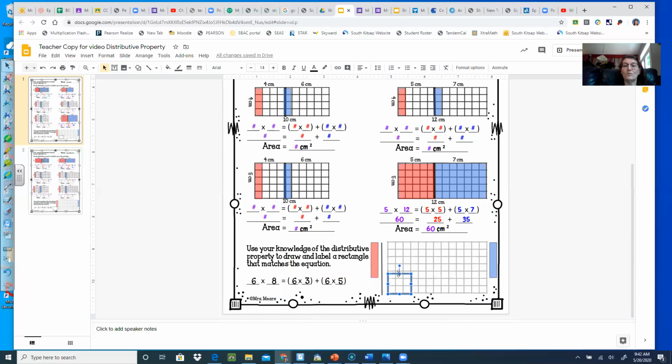I need 6 rows. Let me just double check. 1, 2, 3, 4, 5, 6. 6 rows. Right now I've got a 6 by 3. I need it to be a 6 by 8. So 3, 4, 5, 6, 7, 8. So I've got a 6 by 8. I need to cut it into a 6 by 3 and a 6 by 5. So this red one.